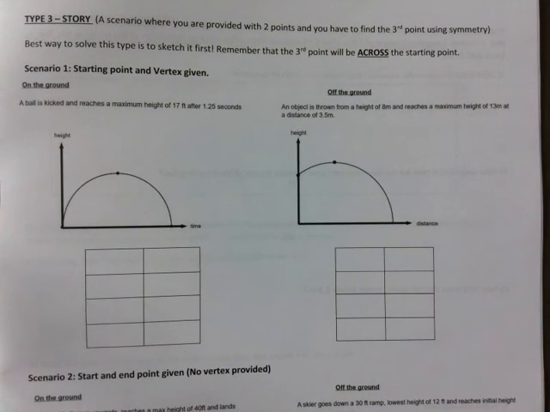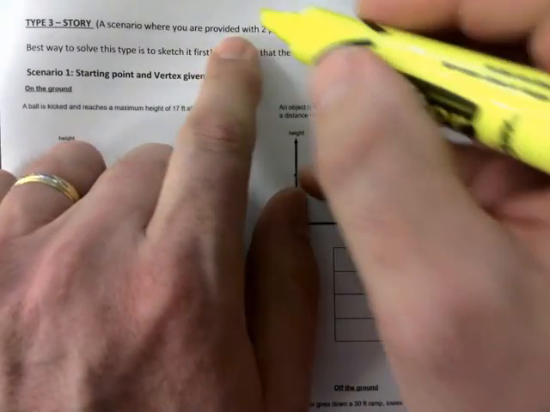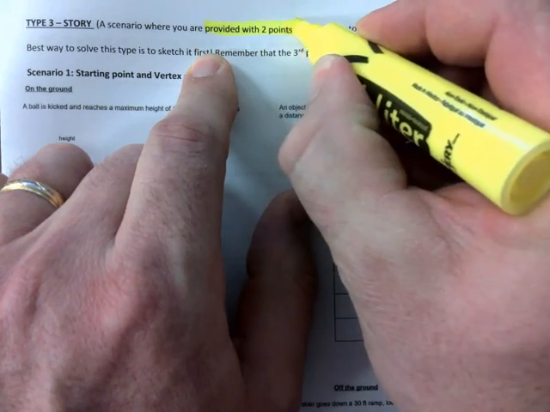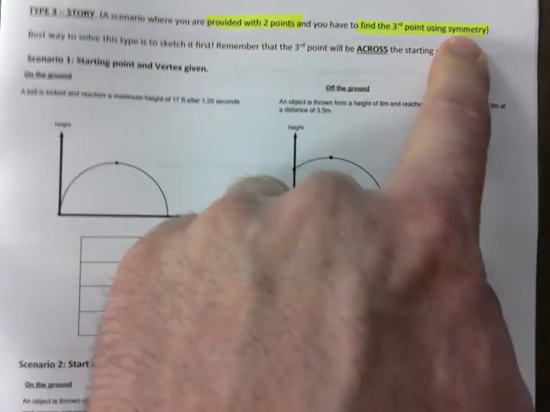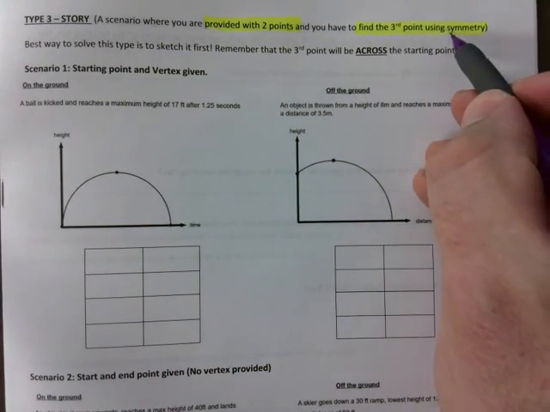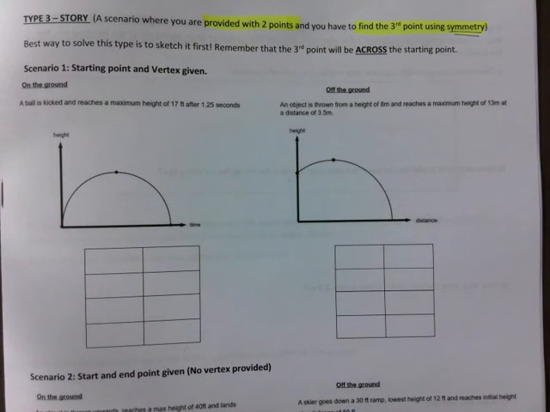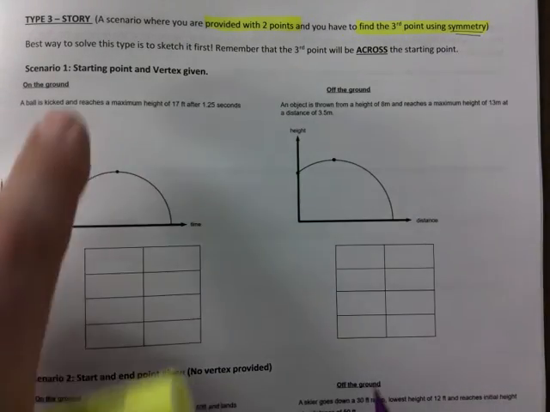Okay, scenario where you're provided with 2 points, you have to find the third point. Provided 2 points, find a third point using symmetry. That is where, I kind of alluded to that, and you've already done that, but not regarding a word problem. And it's actually easier to do with a word problem than it was before, where you had to use the equation for the axis of symmetry to find that other point.